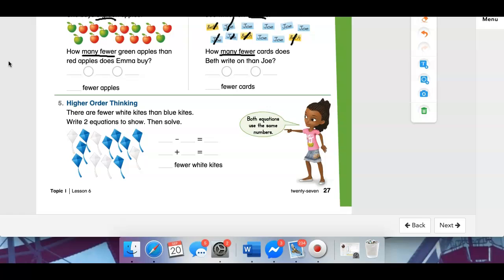Number 5 says there are fewer white kites than blue kites. Write 2 equations to show, then solve. So there are fewer white kites than blue kites. Let's count how many white kites we have, just the white ones. So we have 1, 2, 3, 4, 5 white kites.